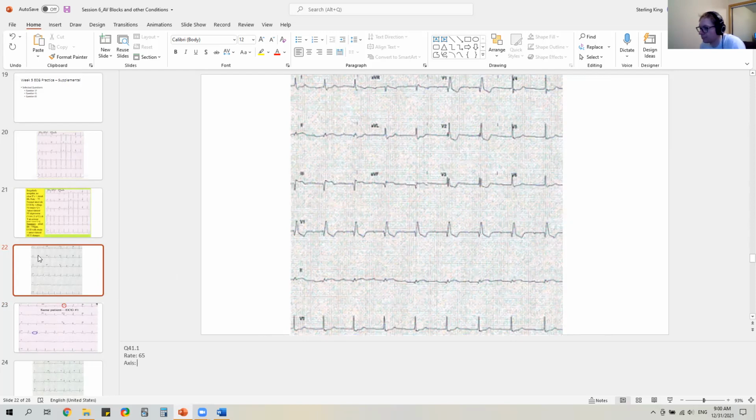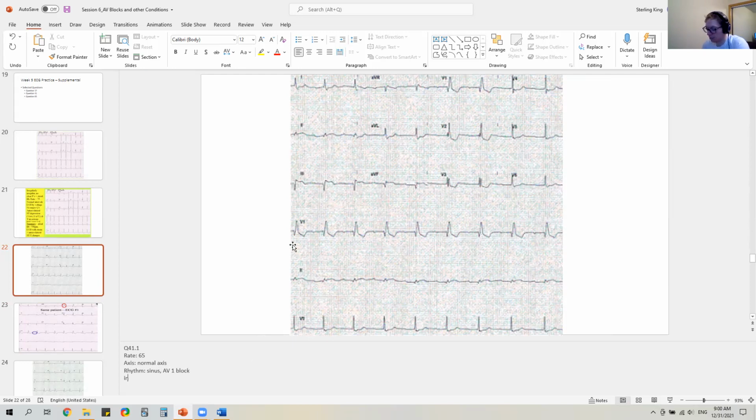Axis. Up, that's down. I'm going to say normal axis. Let's look at rhythm. So let's look at a very long PR interval. So you see there's a P wave and then there's QRS, T, P wave, QRS, T, P, QRS, T. So I think the rhythm, it's sinus, but AV block.